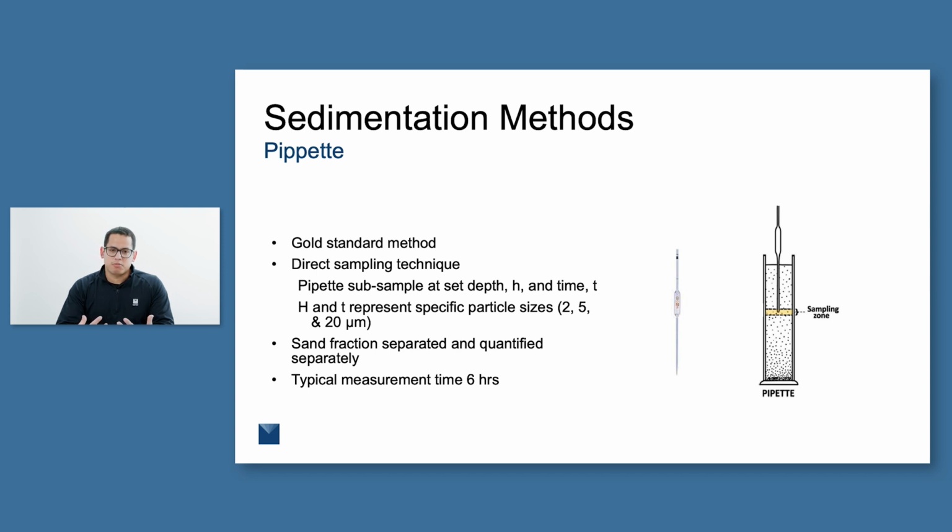Similar to the hydrometer method, we need to separate the sand fractions and measure that separately based on our sieve analysis.